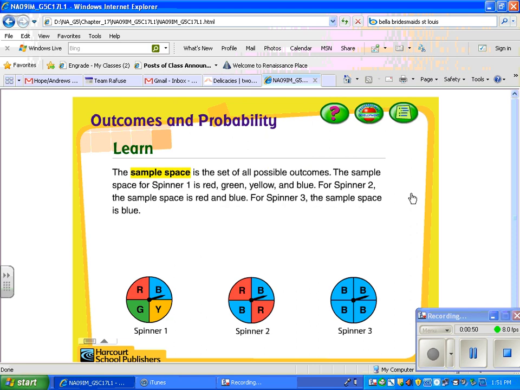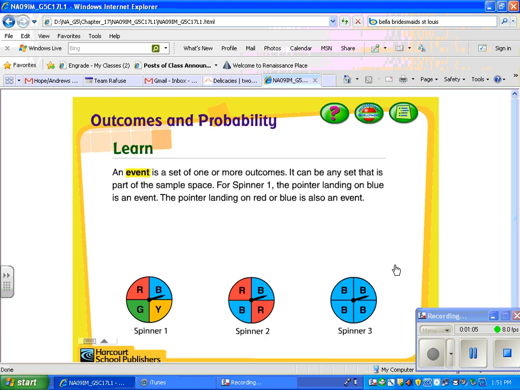The sample space is the set of all possible outcomes. The sample space for spinner 1 is red, green, yellow, and blue. For spinner 2, the sample space is red and blue. For spinner 3, the sample space is blue. An event is a set of one or more outcomes. It can be any set that is part of the sample space. For spinner 1, the pointer landing on blue is an event. The pointer landing on red or blue is also an event.